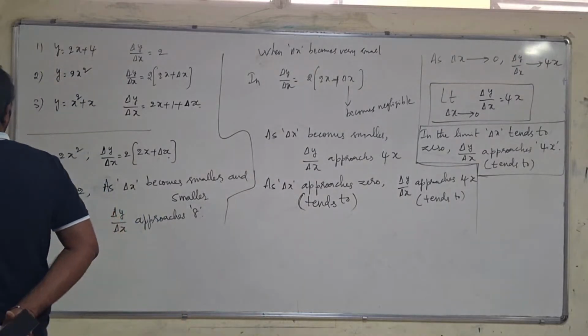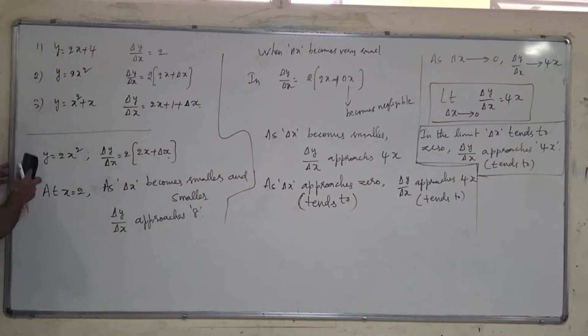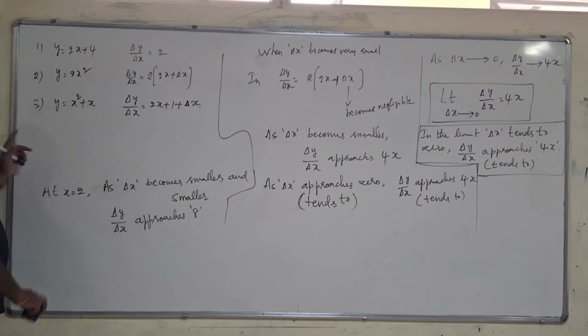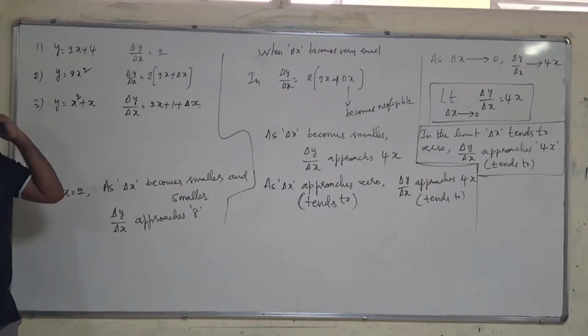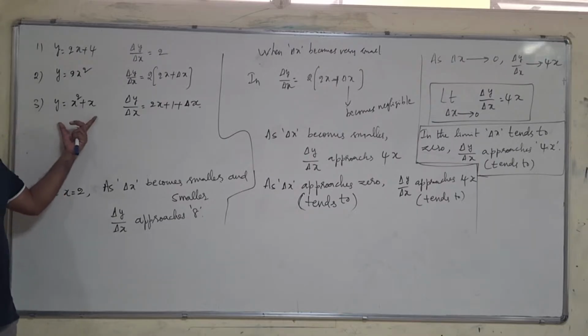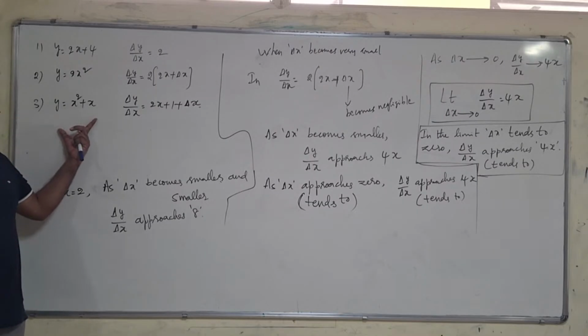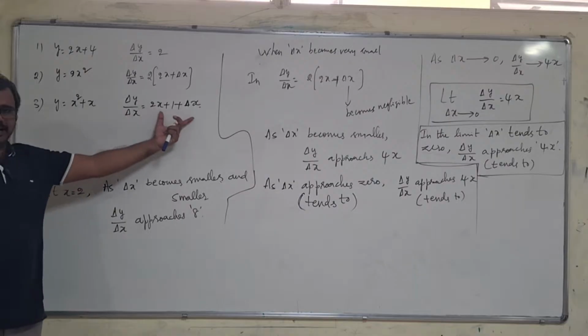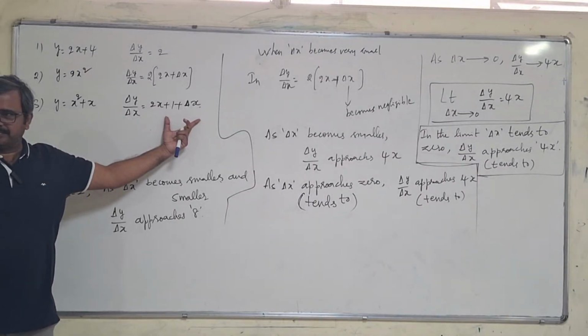All right. Look at one more example. The third example that we discussed here, where for this function, y is equal to x square plus x. When we calculated delta y by delta x, this is what we got, right? Is this what we got?